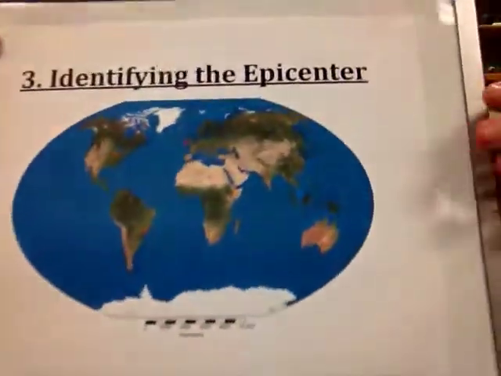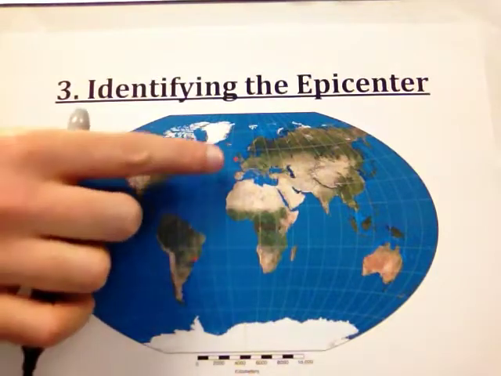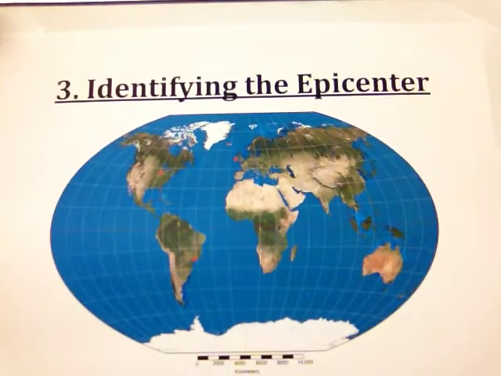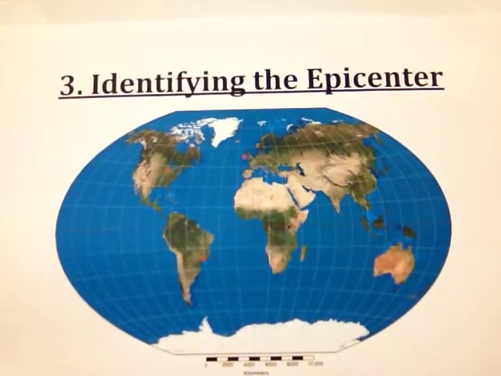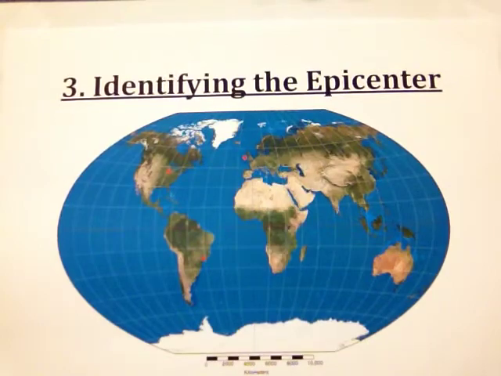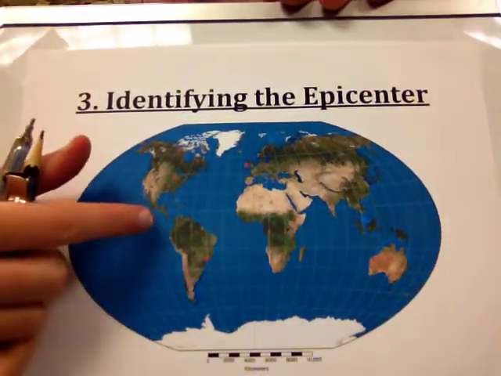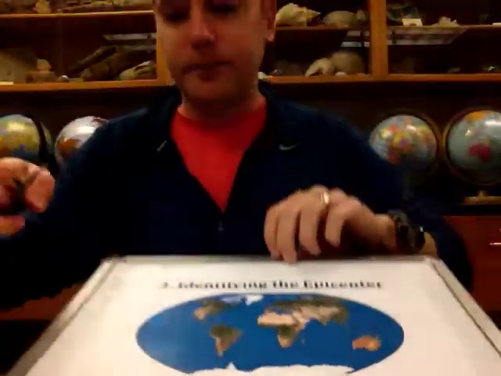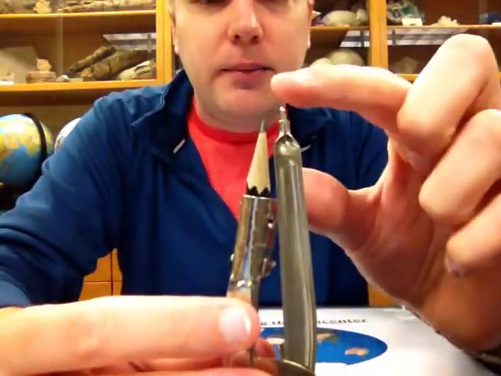Next we have a map, and I've already put the location of each station on the map. Sometimes you'll be given coordinates and you will have to place the stations before you do the next step. But what we're looking at is now we are ready to use a compass to draw circles to figure out where all 3 circles intersect. That is our epicenter.